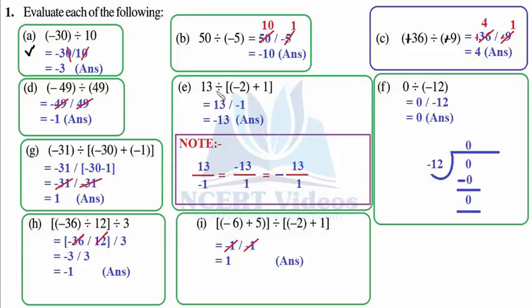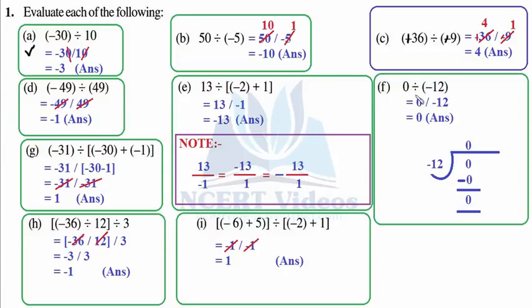E part, 13 divided by this whole thing. Whatever is in the bracket, we try to solve it first. So minus 2 plus 1, signs are different, so we will deduct and put the sign of the greater number. Therefore it is minus 1. 13 as it is, and here the answer is minus 13.